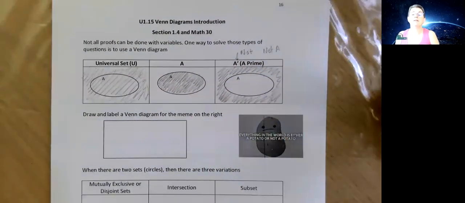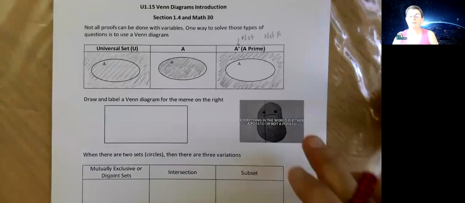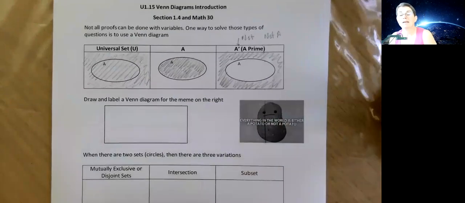All right, and y'all can thank my son for the next question. I can't remember what it was, but he started calling me a potato, and I looked at him like, what? He goes, well, everything in the world is either a potato or not a potato. So mom counts as a potato. I don't know if that was a good thing or not, but apparently I'm a potato.